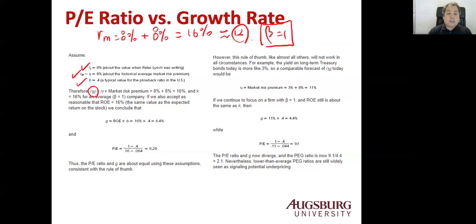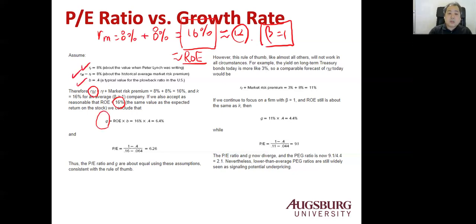If we also accept as reasonable an ROE equal to 16%, because K is 16%, we accept the project if the ROE is above 16%. So at least we can say that the reasonable ROE should be 16%. If it is below 16%, then you lose value, right? So your general ROE is probably above 16%. That's all the assumptions from the historical data.